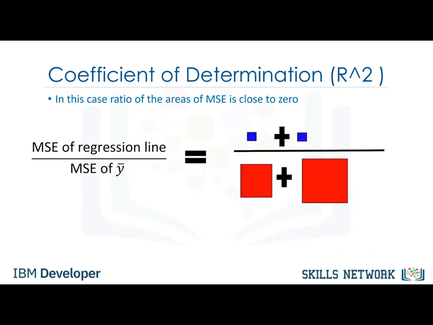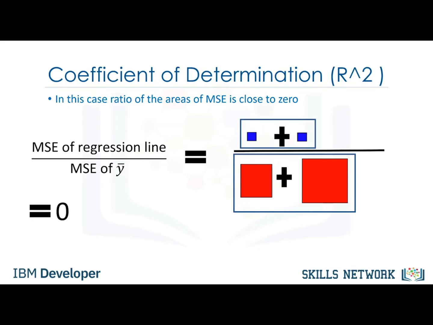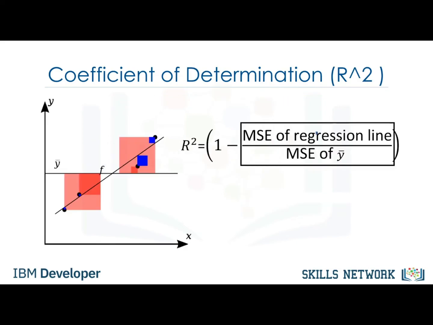In this case, because the line is a good fit, the mean squared error is small, therefore the numerator is small. The mean squared error of the average line is relatively large, as such the denominator is large. A small number divided by a larger number is an even smaller number. Taken to an extreme, this value tends to 0. If we plug in this value from the previous slide for R-squared, we get a value near 1. This means the line is a good fit for the data.